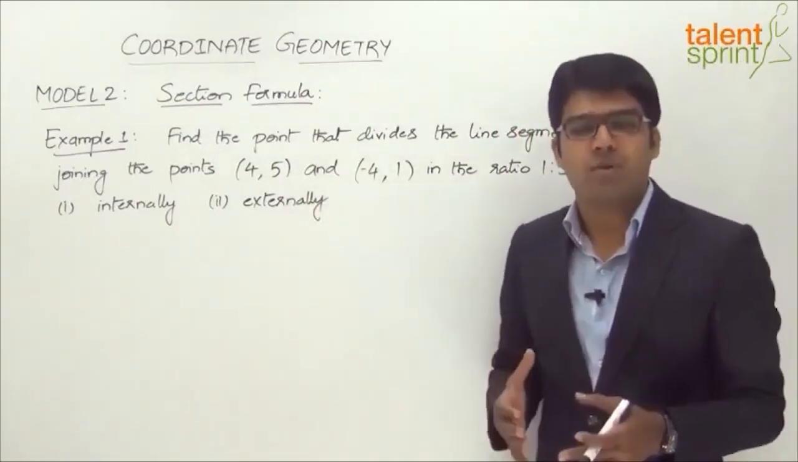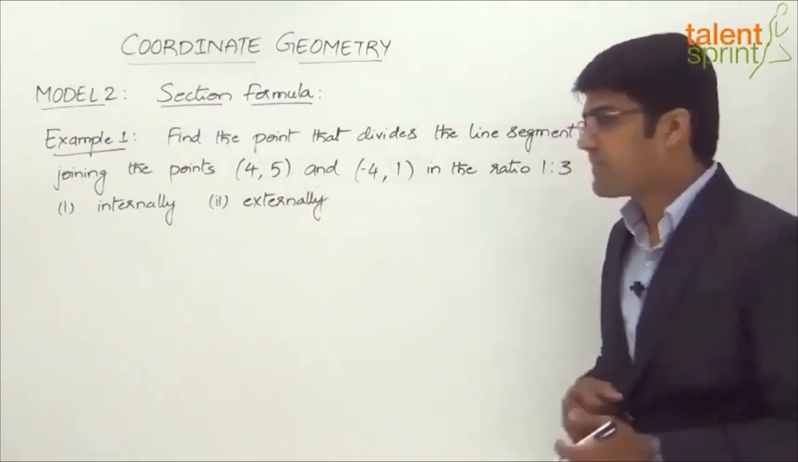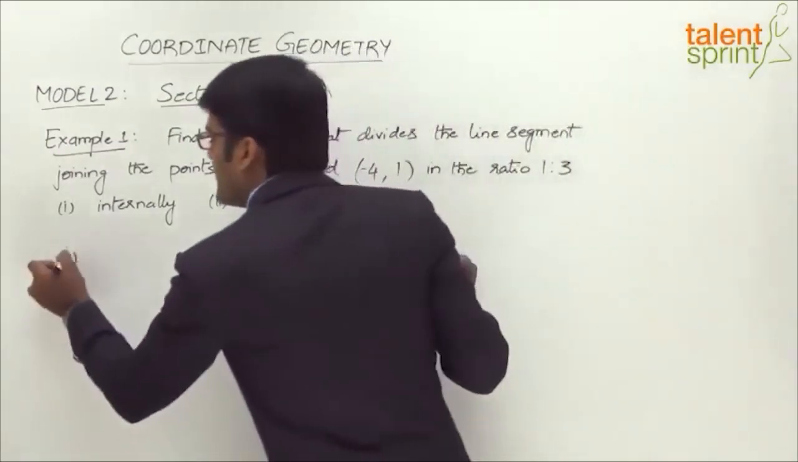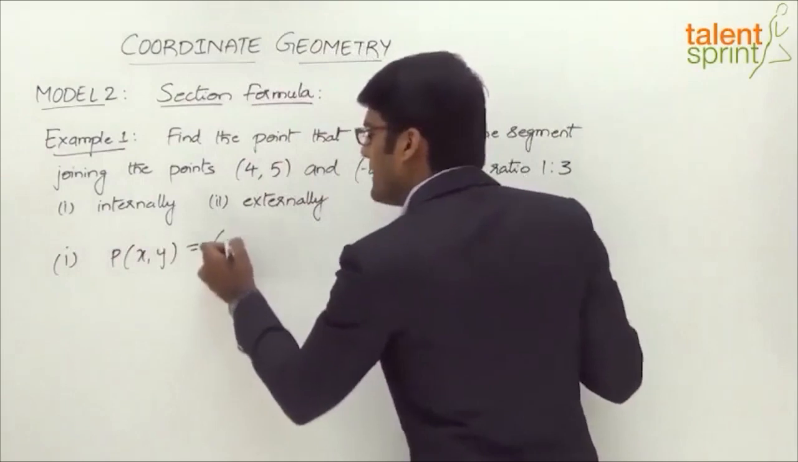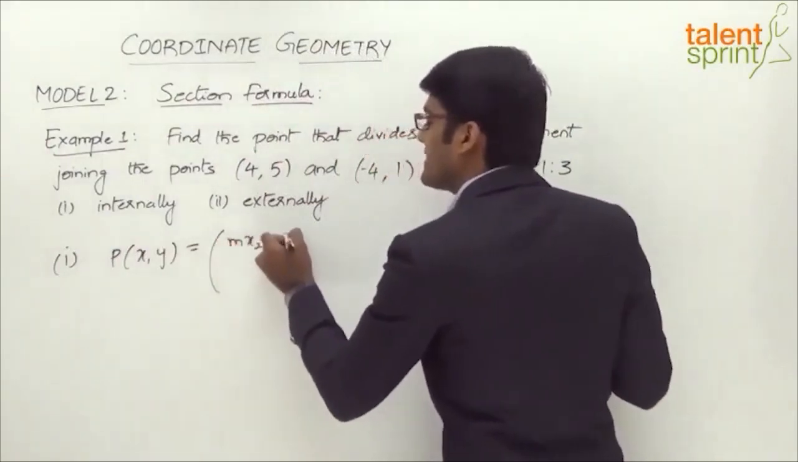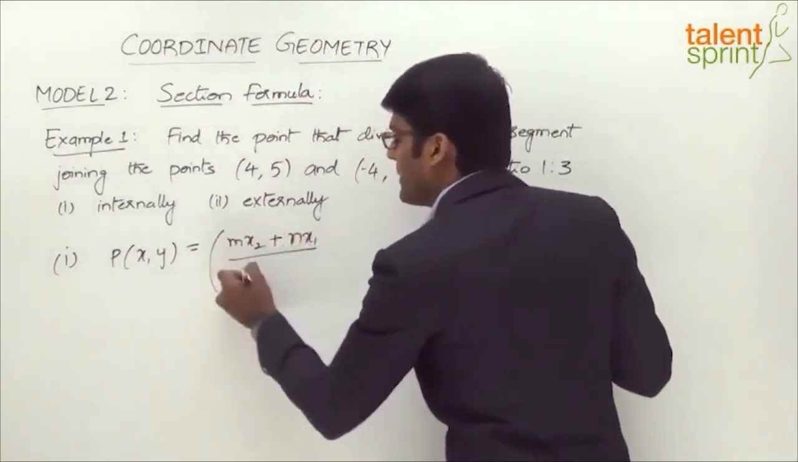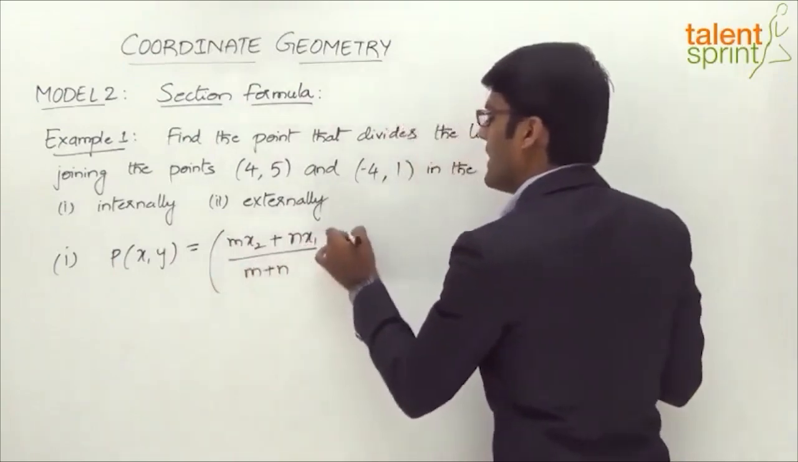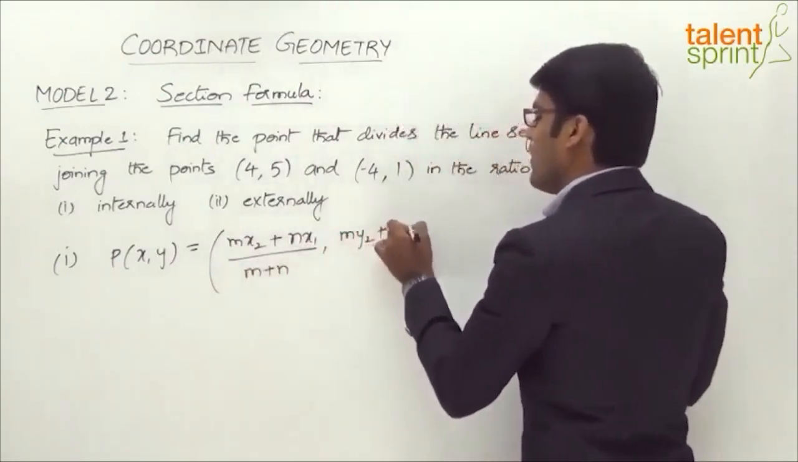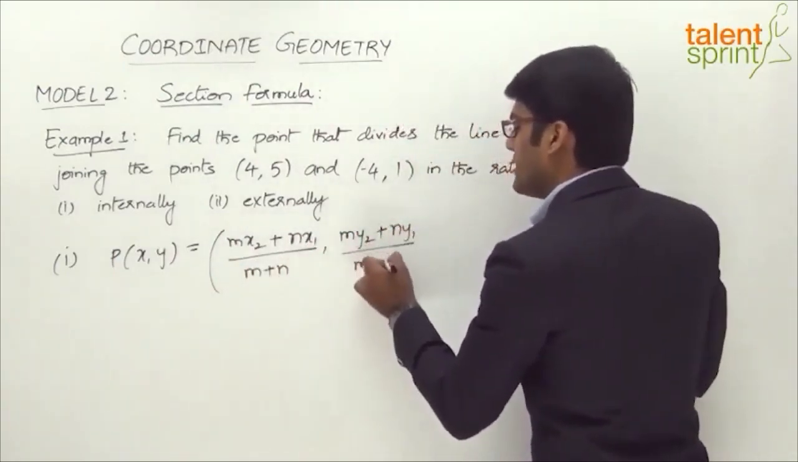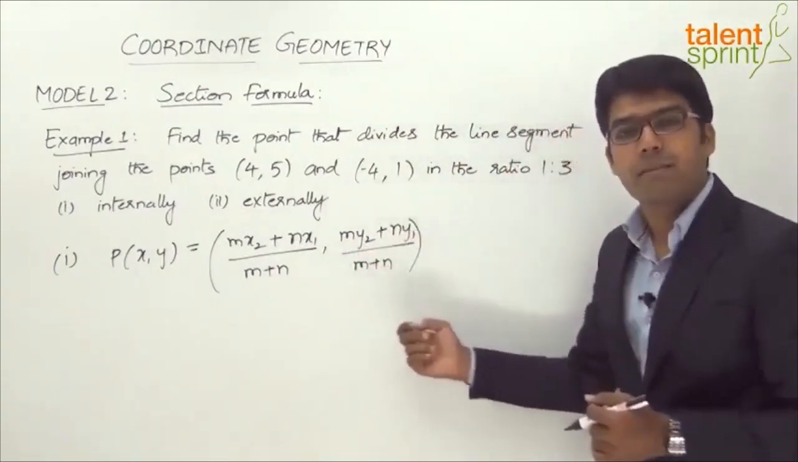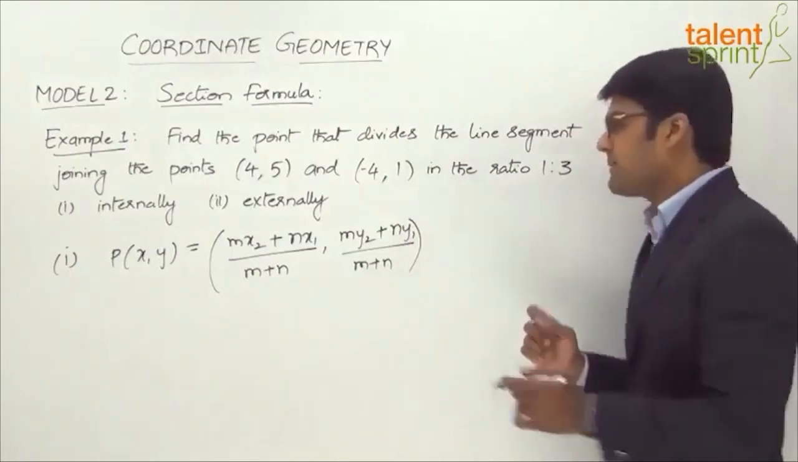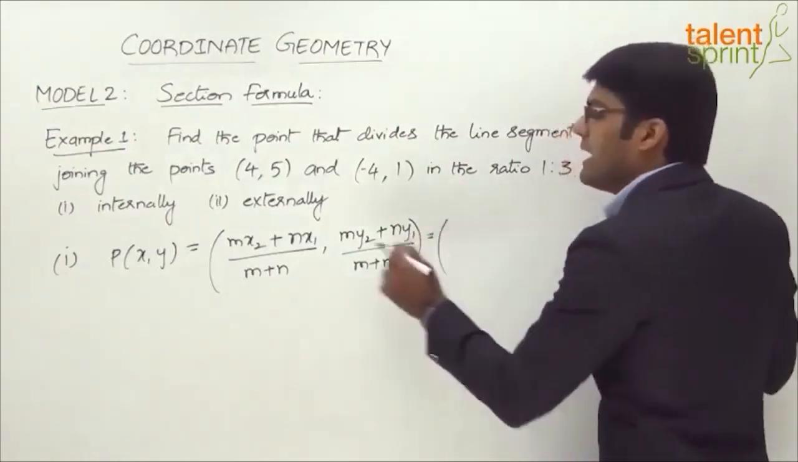Now we have the section formula for finding out such points. So let's look at the first one, right? Let's say the point here is P of x comma y, and the formula is mx2 plus nx1 divided by m plus n comma my2 plus ny1 divided by m plus n, right? This is the formula for the point dividing the line segment in the given ratio internally, right? So let's substitute the values now.